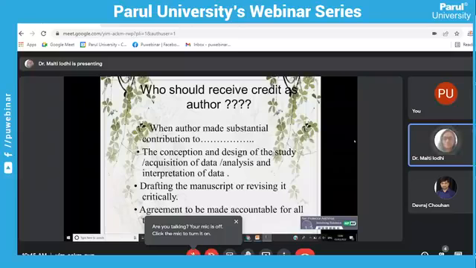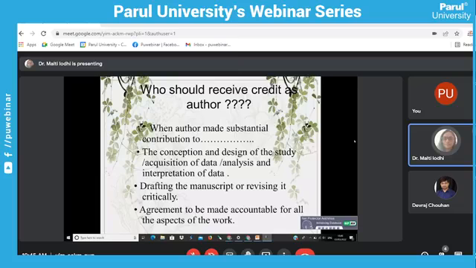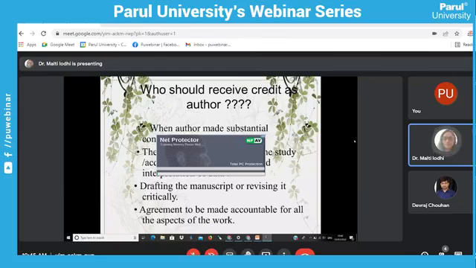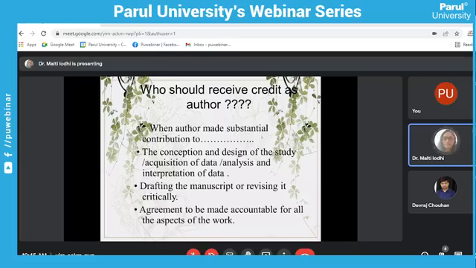Now we'll see the agreement to be made accountable for all aspects of the work. Definitely, whatever findings we are publishing, only that author will be accountable. So that person has to be recognized and given credit as an author.